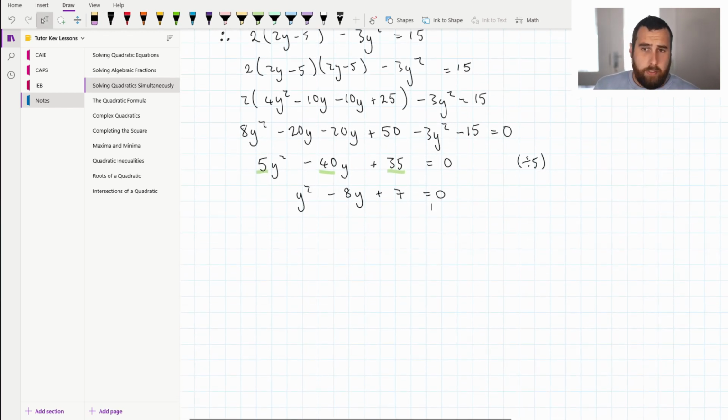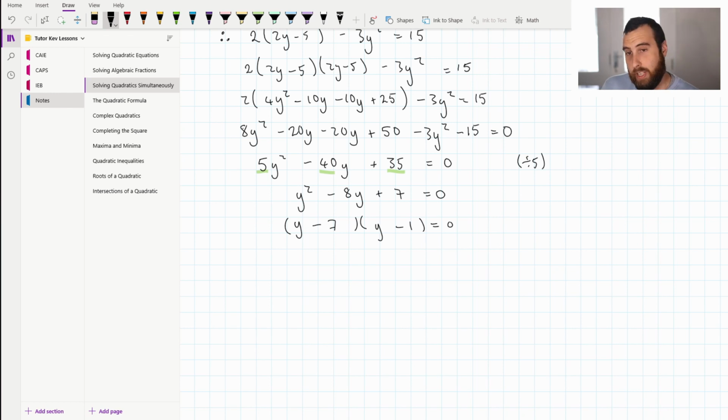Now that I've simplified, I'm going to factorize, and we can see that we've got 7, which is a prime number, and it's only got 2 factors, 1 and itself. And so if I have minus 7 and minus 1, those multiply to give me plus 7, and those added give me minus 8. And so now I've fully factorized, and now I can solve for y. So y is equal to 7, or y is equal to 1.